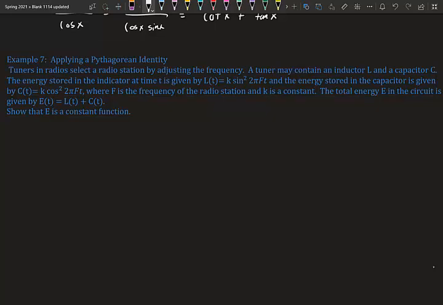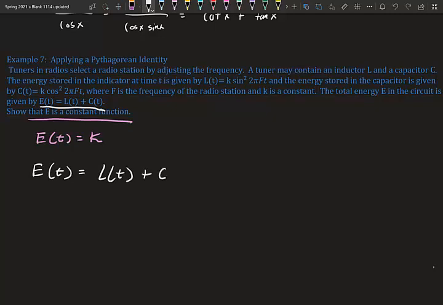Okay, so it tells us we have E of t equals L of t plus C of t. So we want to show that it's constant. What does that mean? We want to show it equals k. So what does that mean? Show that E is constant. We want to show that E of t equals k. That's what that means. Remember, constant always means k in math. So it gives us a formula about E of t. It tells us that E of t equals L of t plus C of t.